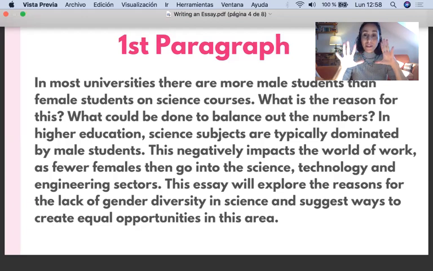Remember, there are certain structures, like, for example, "this essay will explore the reasons for the lack of". As you can see, there are sentences that you can literally take with you in your memory and know where exactly to place them when you are writing your paragraphs. So in the first paragraph, it should appear the statement, maybe not with the same words, but you reformulate the statement with your own words in formal style.